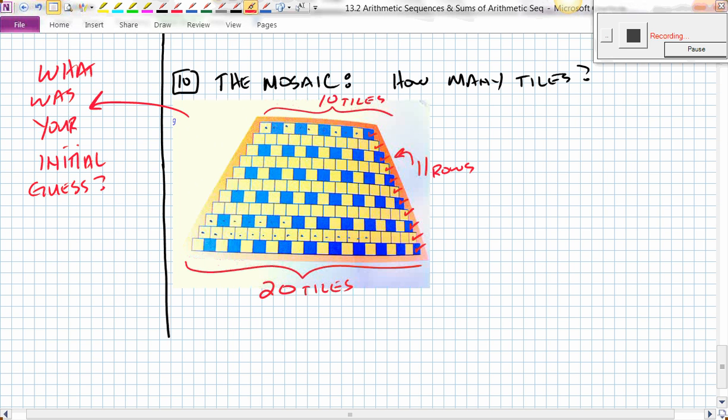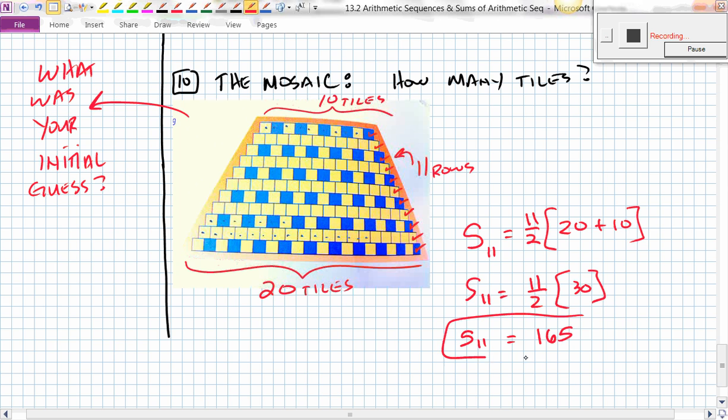So here's what we're going to do. We want the sum of the 11 rows that we see. Well, that's going to be 11 over 2 multiplied by the first term. There's 20 tiles in the first row, and there's 10 tiles in the last row. So the sum of the first 11 terms is 11 over 2 multiplied by 30. So the sum of the first 11 terms happens to be 165. So there are a grand total of 165 tiles in all. So, were you close?